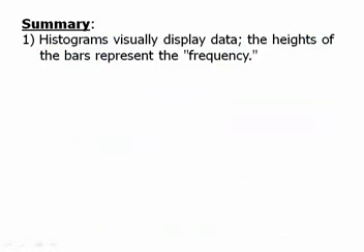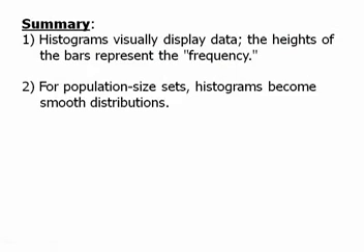In summary, histograms visually display data. The heights of the bars represent the frequency, that is, how many people fall into each slot. For population size sets, histograms become smooth distributions. You could just imagine those bars getting skinnier and skinnier until just the overall shape remains.